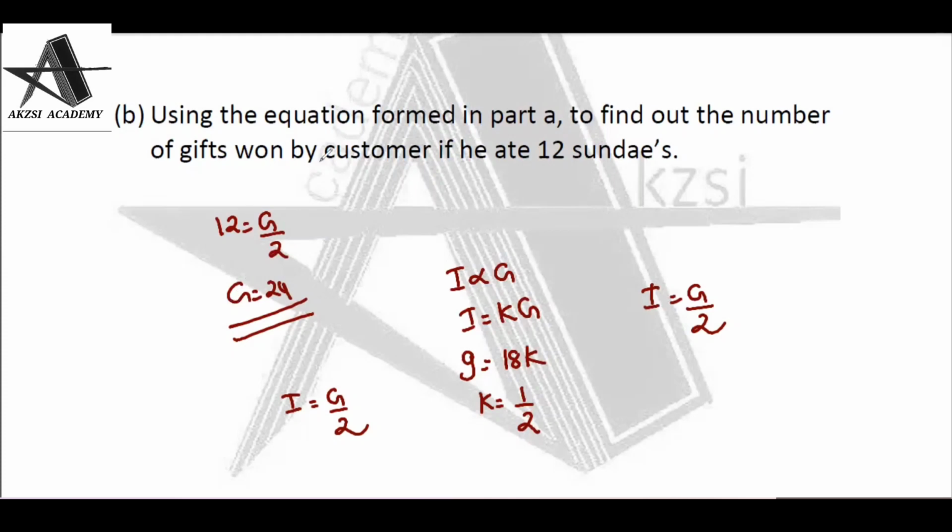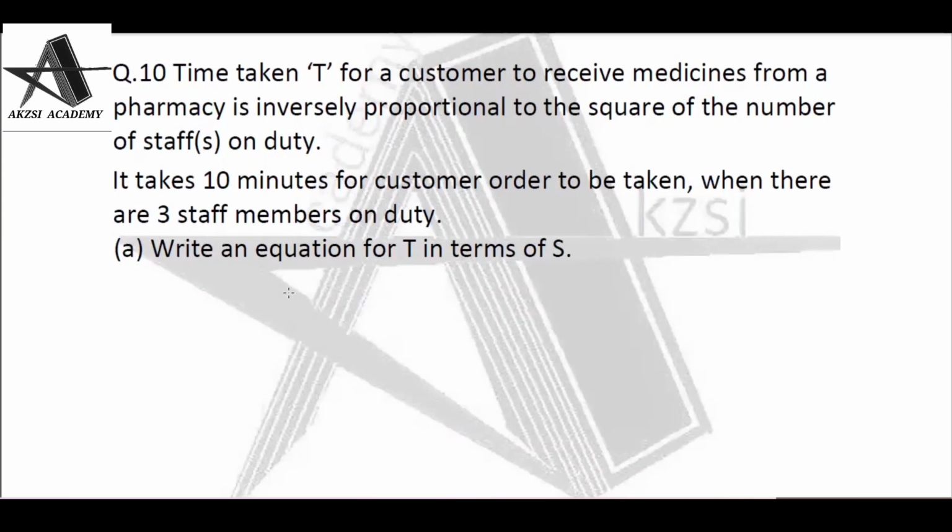So doubling is happening. Time taken T for a customer to receive a medicine from a pharmacy is inversely proportional to the square of the number of staff on duty. It takes 10 minutes for a customer order to be taken when there are 3 staff members on duty. Find an equation for T in terms of S.